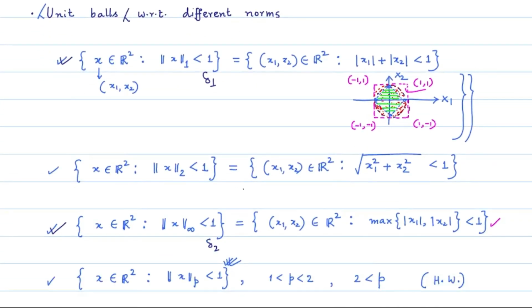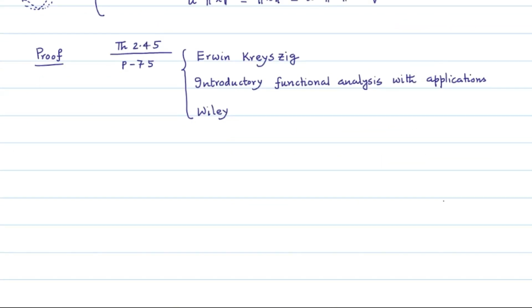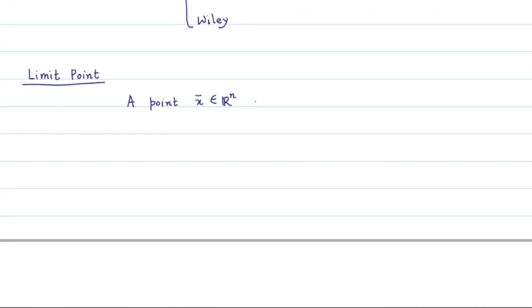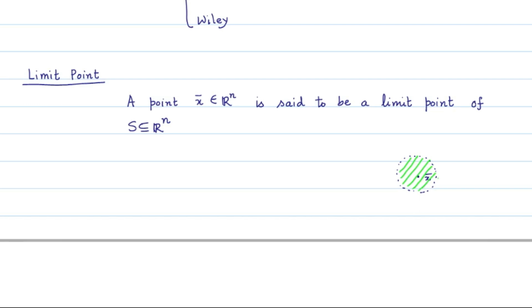We will next define the concept of a limit point. A point, say x bar, is said to be a limit point of a set S in Rn if every open ball centering at x bar contains a point of the set capital S which is different from the point x bar. That is, if the intersection of every open ball of x bar having any radius, deleting the point center of the ball, has a non-empty intersection with the set capital S.